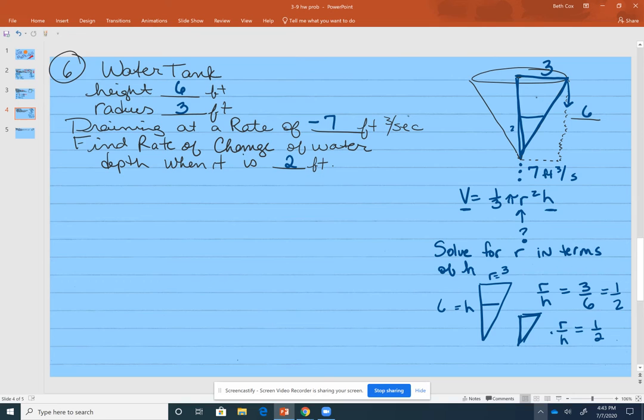Okay, so now we can take this and solve it for R. If I multiply both sides by H, then I get R is 1/2 H no matter what. So that's what I'm going to do. I'm going to solve for R. This is just variable manipulation. So now R is no longer R. R is now 1/2 H, or let's call it H over 2.